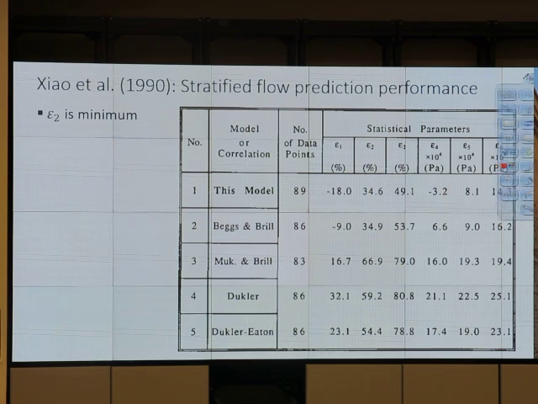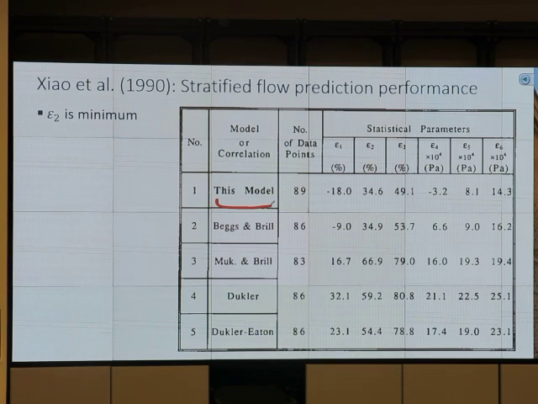This model means Xiao et al. compared to Beck and Brill. What is number 3? McCritchie Brill. Okay, number 4, original Dukler. Number 5, Dukler-Eaton. And actually we have Dukler-Eaton-Flanagan. Okay, look at page 115.